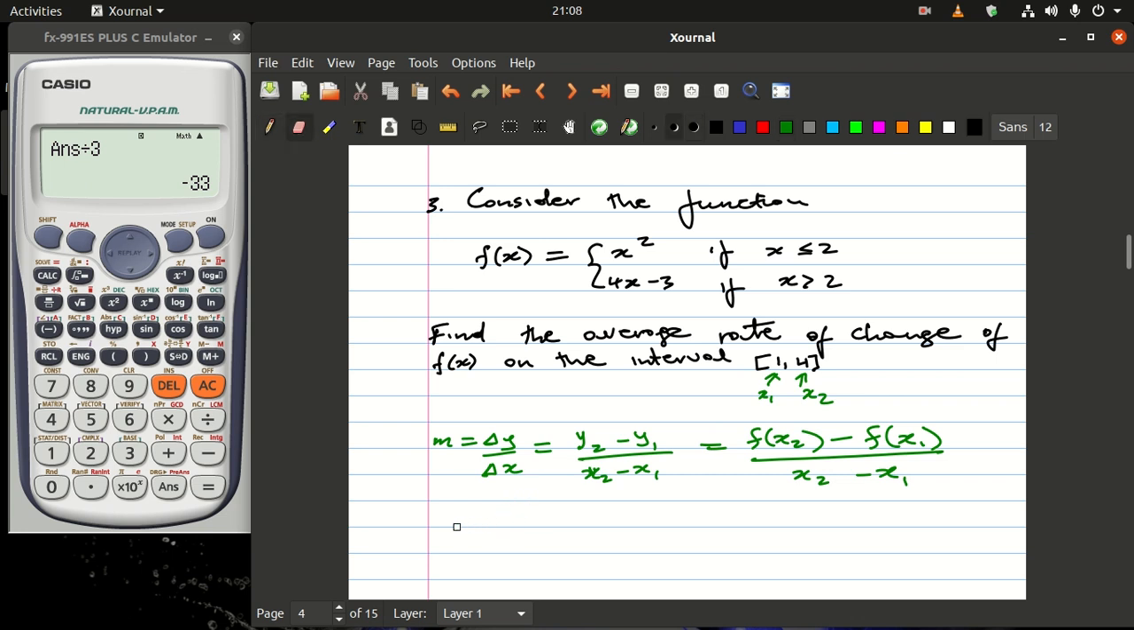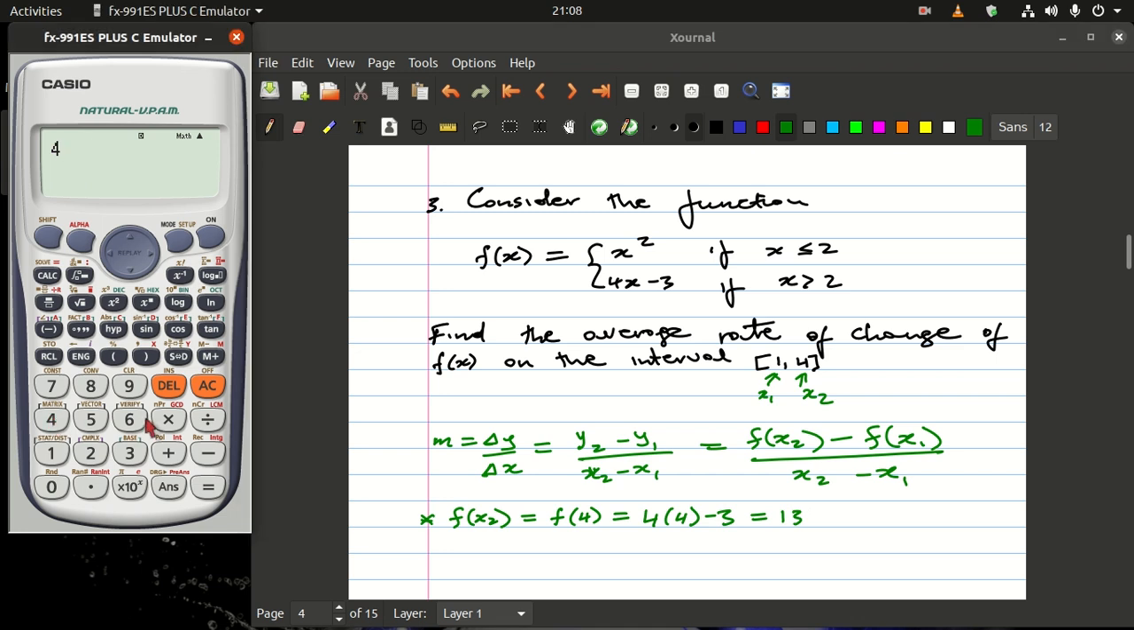Now before we go in, let's first find out f of x2. If you look at x2, our x2 is 4, so we want to find out what is f of 4. So is 4 less than or equal to 2? That's a big no. 4 is greater than 2, therefore we are using this equation. So f of 4 is going to be 4 times 4 minus a 3, which is 16 minus a 3, supposed to be 13. Just to double check, 4 times 4 minus a 3, you have a 13.